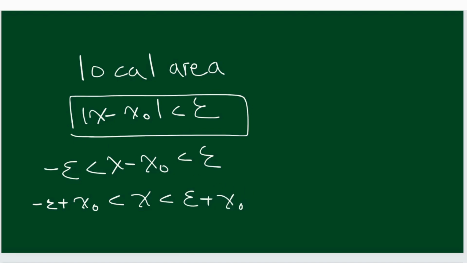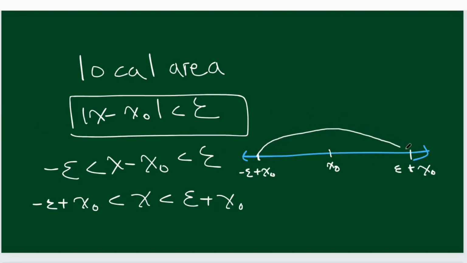So in this case, if you were to actually use a number line, you can see that if we put x0 in the middle, x0 is there, and here this is negative epsilon plus x0. Here this is positive epsilon plus x0. Well then, any value you give to x that is within this highlighted area will satisfy this inequality.